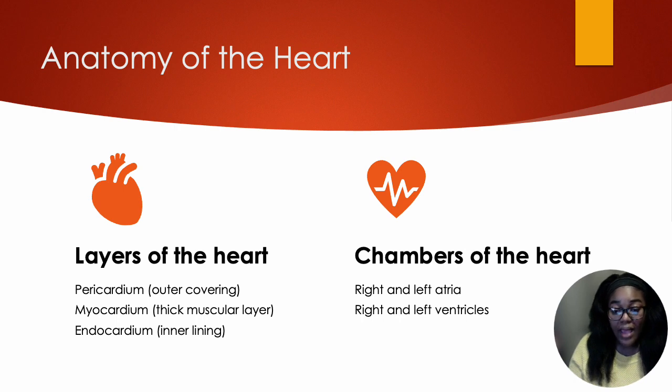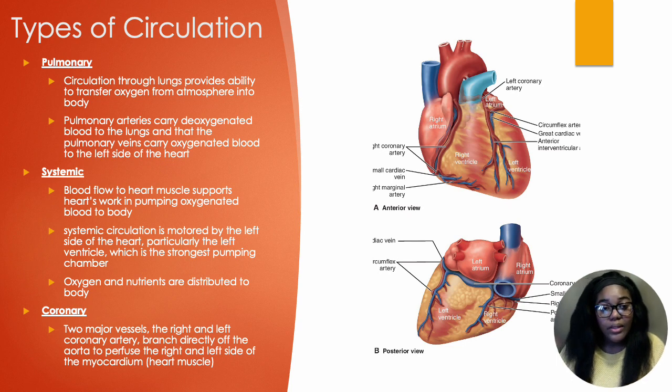And then we have the chambers of the heart, and we have the right and left atria. If you don't remember, the atria are literally the top part of the heart. And then we have the ventricles, which are generally in the bottom part of the organ. So now that we learned a little bit about the layers of the heart and the chambers of the heart, let's talk a little bit about what happens with circulation.